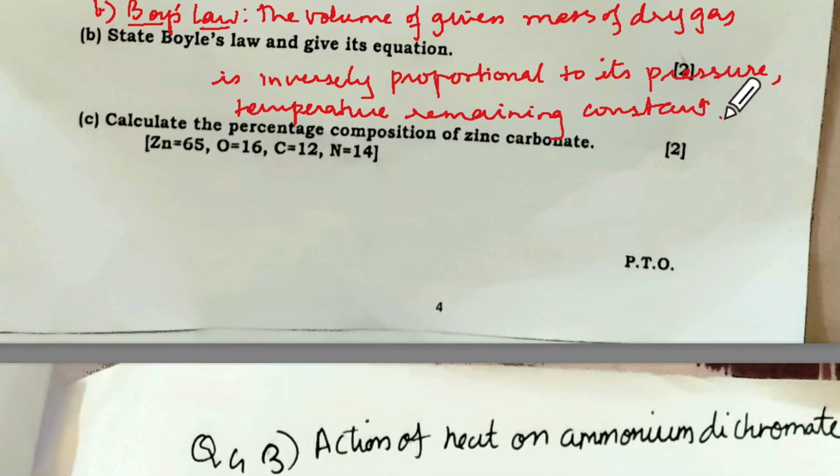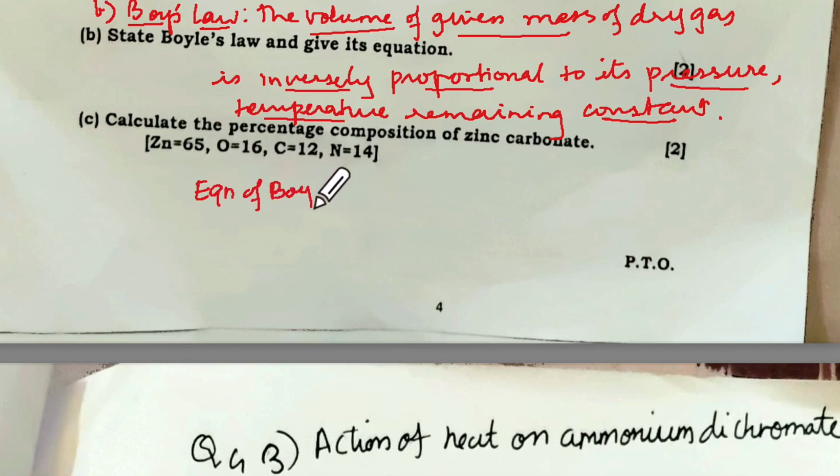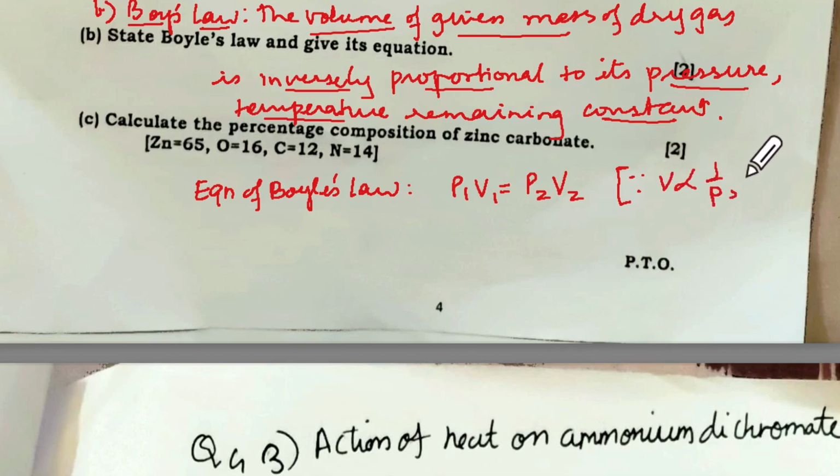Which are the keywords here? Volume, given mass, inversely proportional to pressure, temperature constant. The equation of Boyle's law will be on the next line. What will you write? Tell me. P1 V1 equal to P2 V2. And write over there, since V inversely proportional to P, comma, T constant.